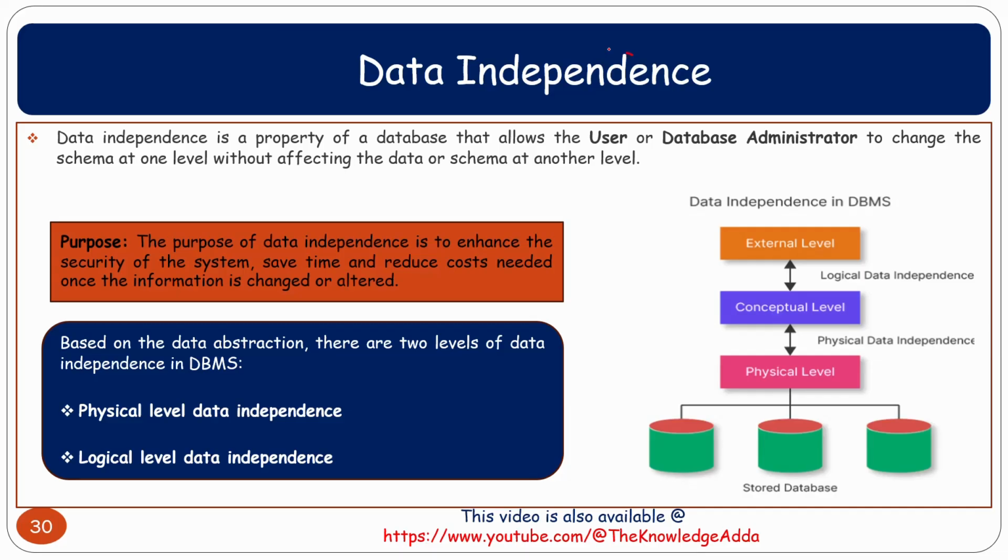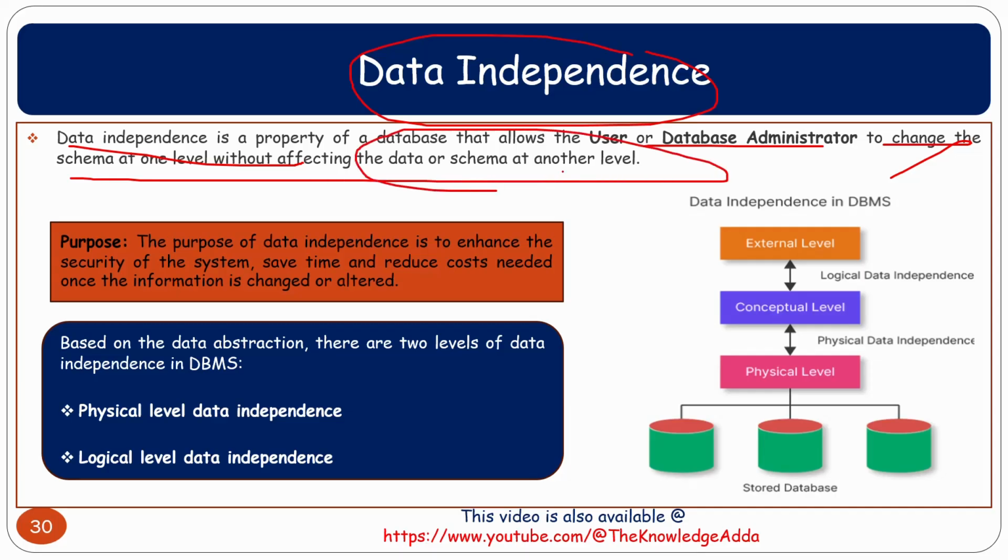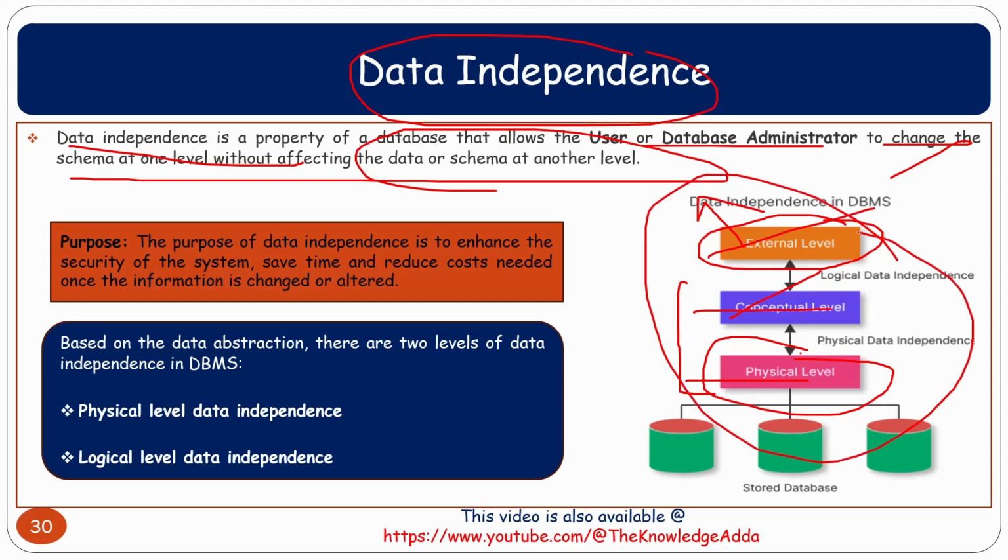The last topic is data independence. Basically, data independence is a property of a database that allows the user or database administrator to change the schema at one level without affecting the data or schema at another level. Means if the user wants to make changes here, it will not affect the conceptual level and physical level. If the user is just changing at this level, it will not affect the conceptual level and physical level. So this is the concept of data independence.